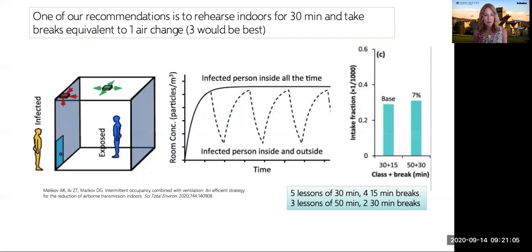And so in conclusion, I'd like to just emphasize that this result of generating aerosol for short periods of time, like 30 minutes, or being exposed for 30 minutes and then taking a break and going outside or stopping generating aerosol, has also been shown in modeling studies by Arsene Melikov at DTU.